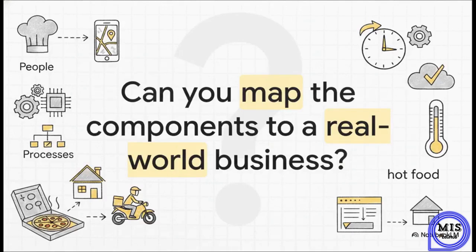So, to wrap up this explainer, I've got a final challenge for you, directly tied to your class activities. Try mapping these 5 components out for a real-world business, let's say an online food delivery app. Who exactly are the people? What is the hardware involved? How do the processes ensure your dinner actually arrives hot? Try sketching it all out.